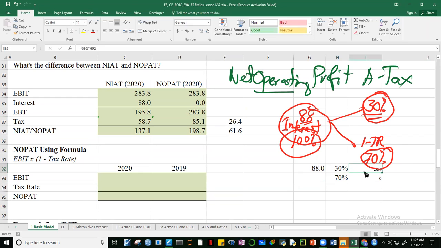Sorry, I have to fix F4. Sorry, wrong formula. G92 is the one that I should have fixed.